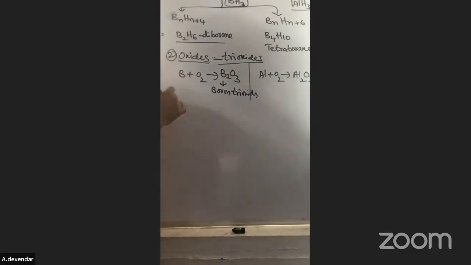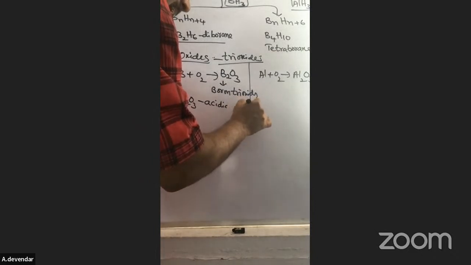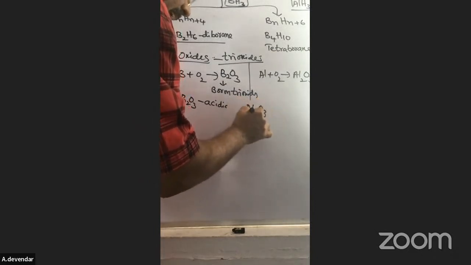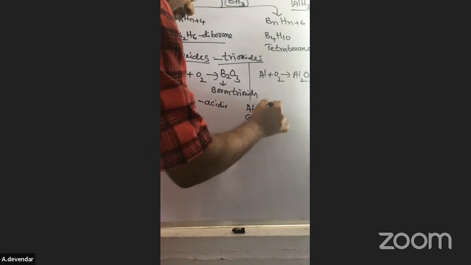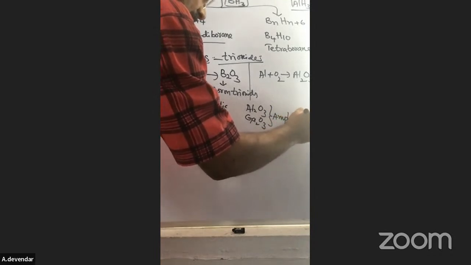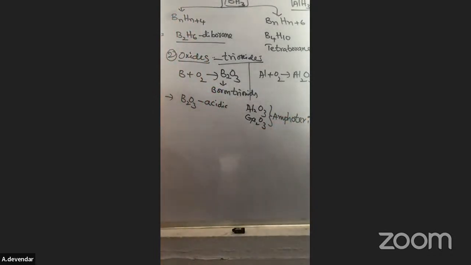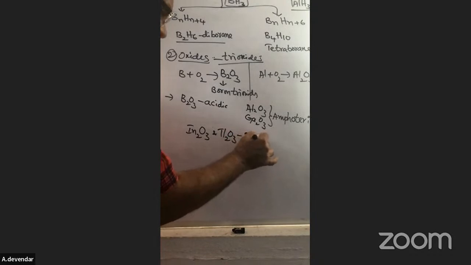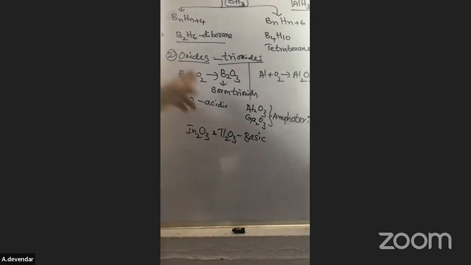From the examination point of view, they will ask: boron trioxide, that means B2O3, is acidic in nature. Aluminum trioxide, Al2O3, and gallium trioxide, Ga2O3, are amphoteric in nature. Amphoteric means they can act as an acid as well as a base. After that, indium trioxide as well as thallium trioxide are all basic in nature. Please keep these important points about the oxides in mind.